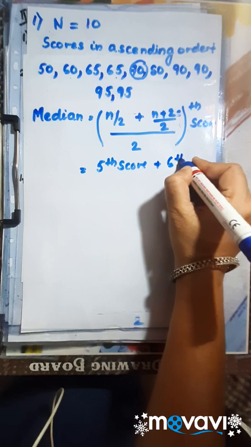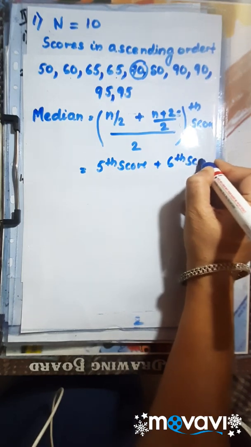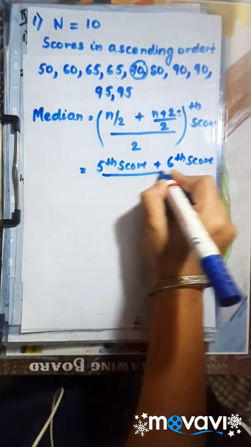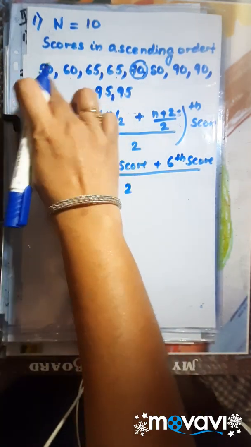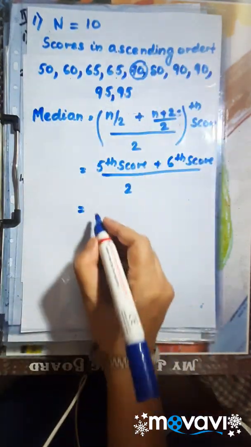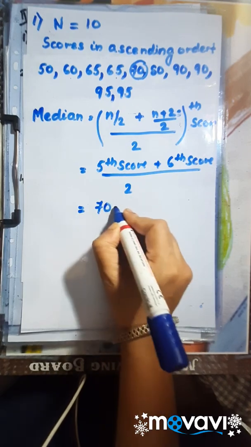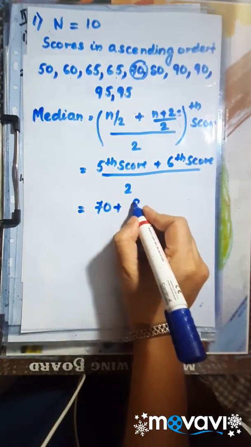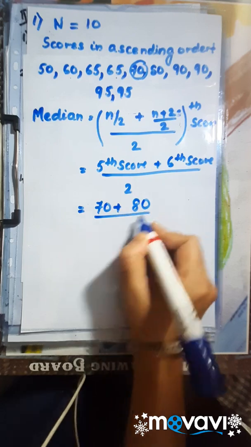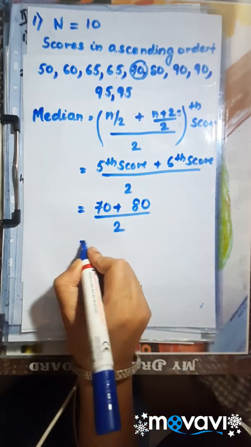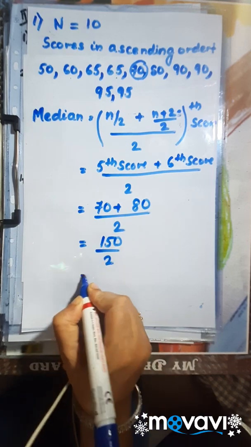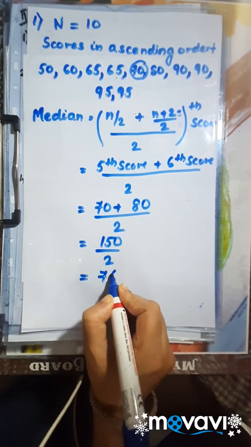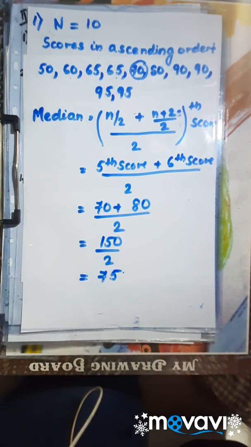So sixth score upon 2, which is the fifth score. 1, 2, 3, 4, 5. That is 70 plus sixth score is 80 upon 2. 70 plus 80 is 150 upon 2. So median is equal to 75.